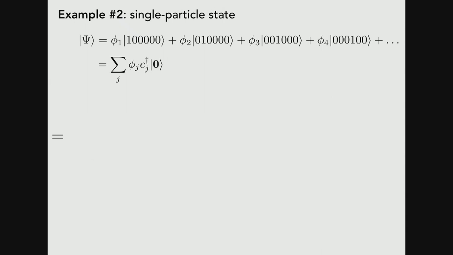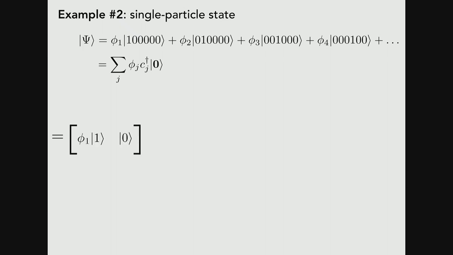So let's take a very important example of a wave function, which is just a single particle state, okay? You can think of it as a fermion if you want, but it's just one particle, so it could be a hardcore boson or something else. So this is just a state where we have amplitude phi 1 to be on the first site or in the first orbital, whichever way you want to think about it, or amplitude phi 2 to be in the second site or orbital, phi 3, phi 4, and so on. So it's just a totally generic one particle state with amplitudes phi j to be on site j. Okay, and that's what I've written here in this kind of second quantized form.